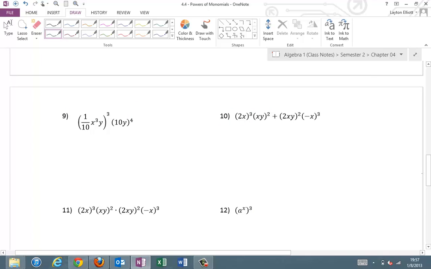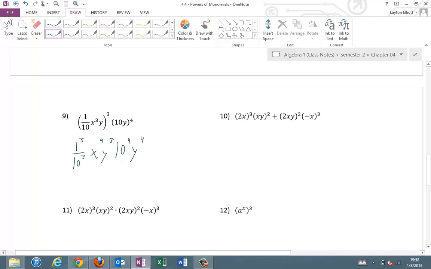Flip your page over. Uh-oh, fractions. Not a big deal. 1/10 to the 3rd power is actually the same as 1 to the 3rd power over 10 to the 3rd power. It's the same rule with multiplication as it is with division. X to the 9th, y to the 3rd, times 10 to the 4th, then y to the 4th. Okay. 1 to the 3rd power is 1. 1 raised to any exponent is 1. 10 to the 3rd and 10 to the 4th are interesting.